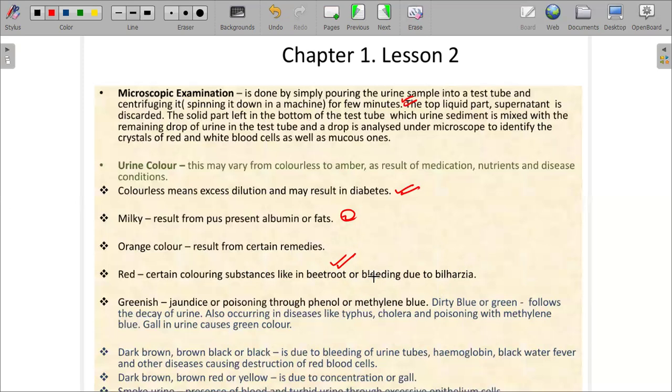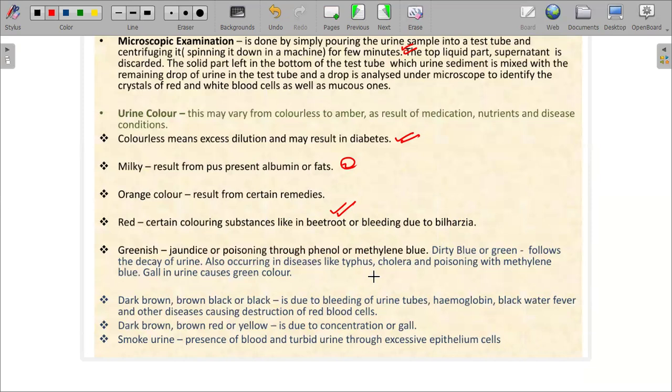We also have greenish, which is due to jaundice or poisoning through phenol or methylene blue. And then we have got dirty blue or green, which follows the decay of urine, also occurring in diseases like typhus and cholera. Poisoning with methylene blue and gall in urine causes the green color also. The gall, I'm sure you remember, comes from the liver, we've got the gallbladder and so on, so the gall can cause the green coloring there.